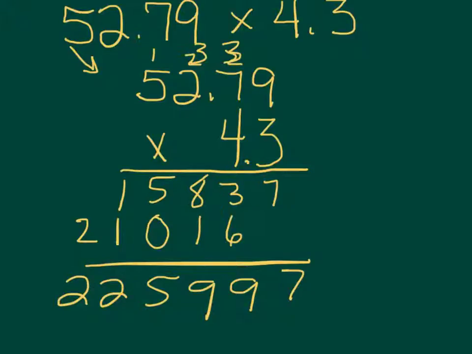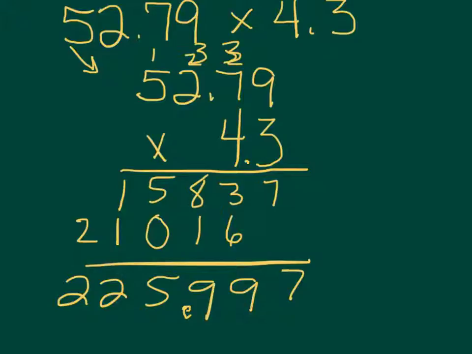Alright, now I go back and I count. I have 1, 2, 3 numbers behind the decimals. 2 here, 1 there. So 1, 2, 3. When I come down to the answer, I'm going to count again. 1, 2, 3. So my decimal will go right here so that there are 3 numbers behind it. And this is the final decimal place.